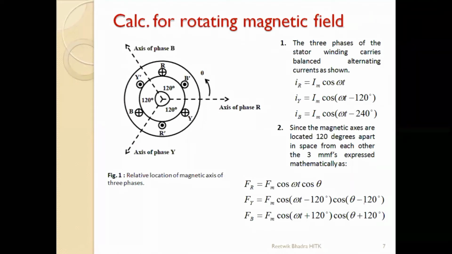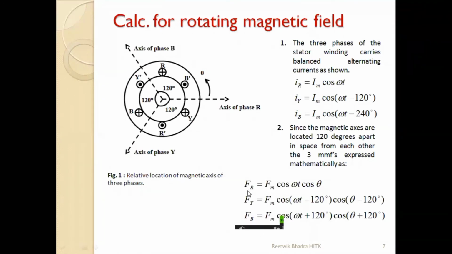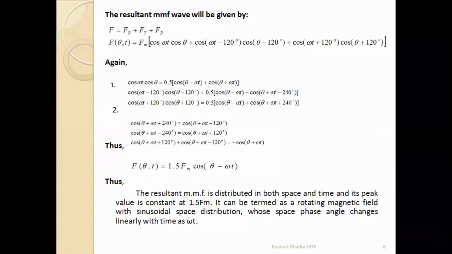Now how to find out the resultant? You add the 3 vectors. So in the next slide, we'll add Fr, Fy, Fb. Okay, so in the next slide I have written Fr, Fy, Fb.